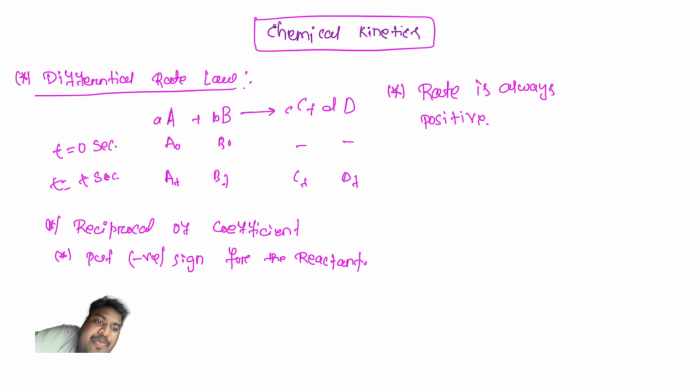So what I've mentioned here is that we have to take the reciprocal of the coefficient, and if it's a reactant, then we put a negative sign. That's it. We'll take the reciprocal. So in a general way, how can I write it here? In the next one I'll be discussing this.